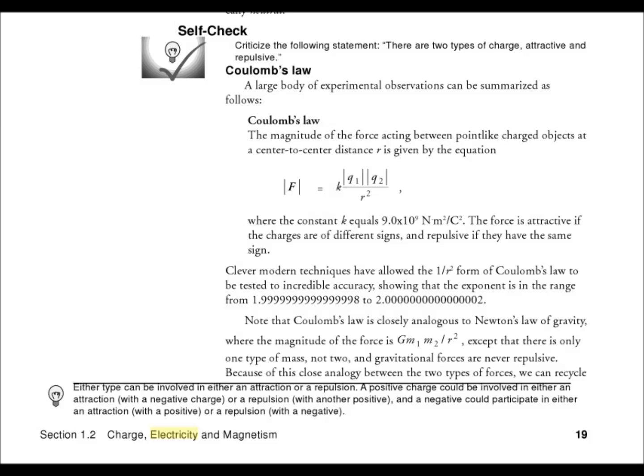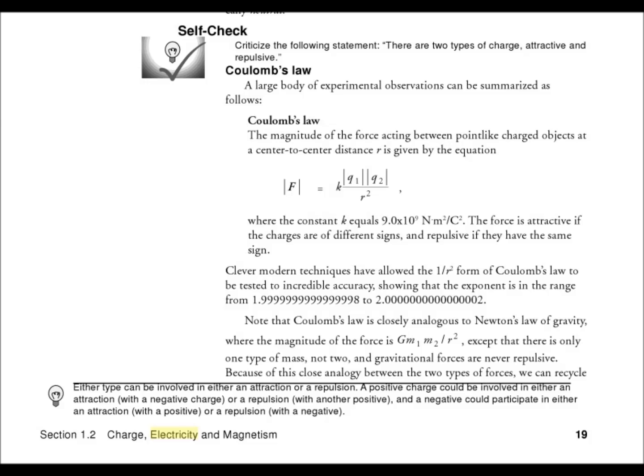Clever modern techniques have allowed the 1 over r squared form of Coulomb's law to be tested to incredible accuracies, showing that the exponent is in the range from 1.9 to 2. Again, see the text. Note that Coulomb's law is closely analogous to Newton's law of gravity, where the magnitude of the force is, well, you can see, except that there's only one type of mass, not two, and gravitational forces are never repulsive.